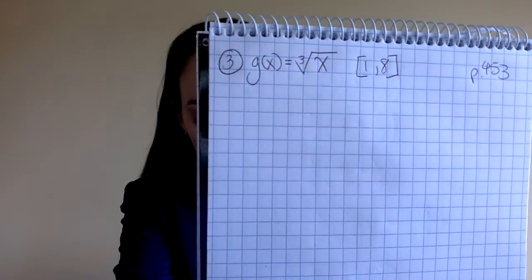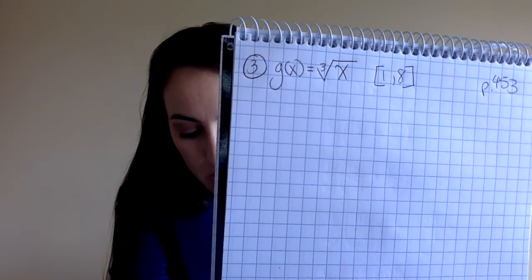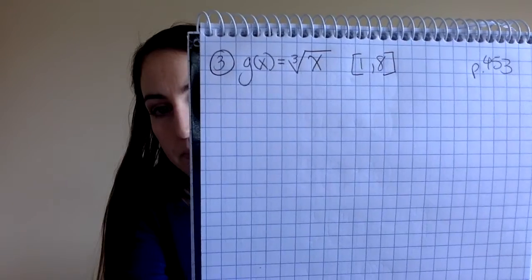All right, let's do one more. This is going to be exercise 3 on page 453. So we are given g of x, just another name of a function, g of x, just like f of x. G of x equals cube root x, and our interval is 1 to 8. So go ahead and copy that down. Our directions are the same. Find the average value of the function on the given interval.